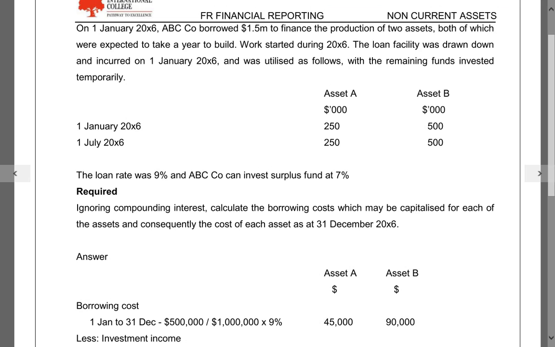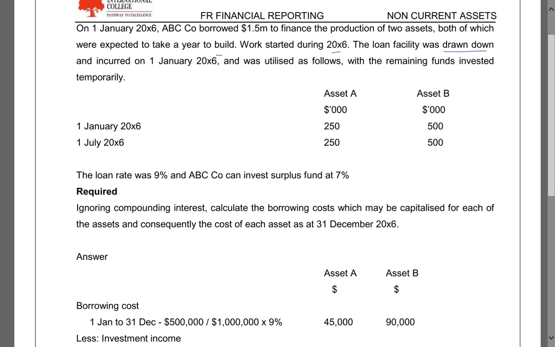No, the next page, the question. On the 1st January, ABC borrowed 1.5 million to finance the production of 2 assets. Both were expected to take a year to build. Work started in 2006 and the loan facility was drawn down and incurred on 1st.